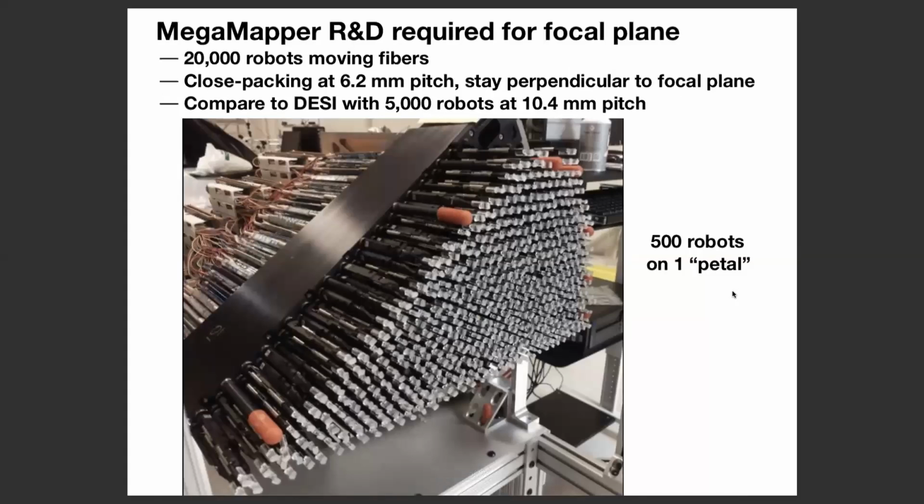Before it was installed, this is what a segment of this looked like. So this is 1 of 10 pie slices out of that focal plane. So this has 500 of these little robots, and they're put on a pitch of every 10.4 millimeters. This system is being commissioned right now, but functions very well.